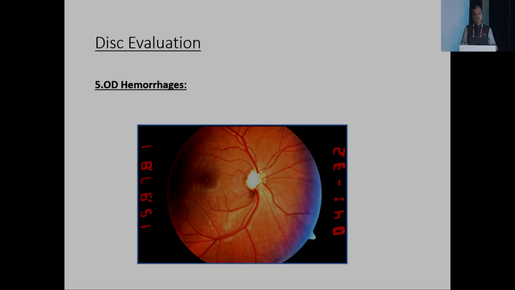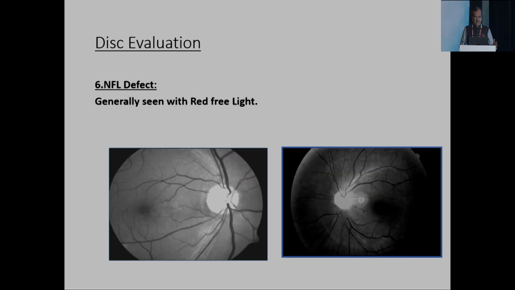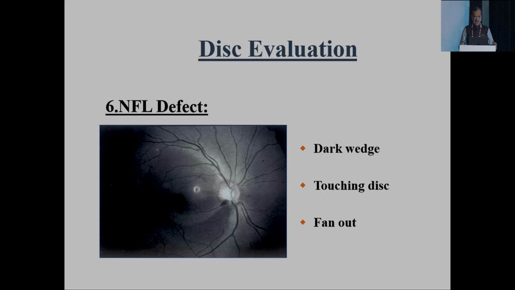Optic disc hemorrhages: always rule out a hemorrhage, because the hemorrhage will not look at you. You look at the disc carefully and say that there is no hemorrhage. The nerve fiber layer defect is generally seen better with red-free light. And how does it look? If you see here, a small hemorrhage here, this now extends as a dark wedge, touches the base of the disc, and then it fans out into the periphery.